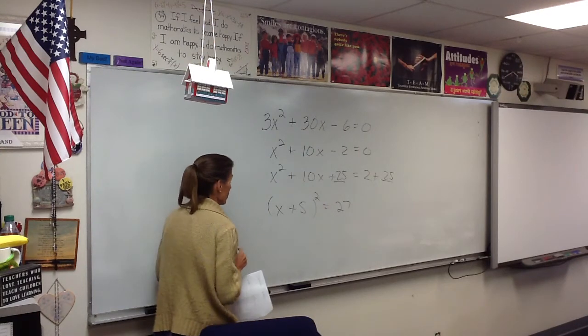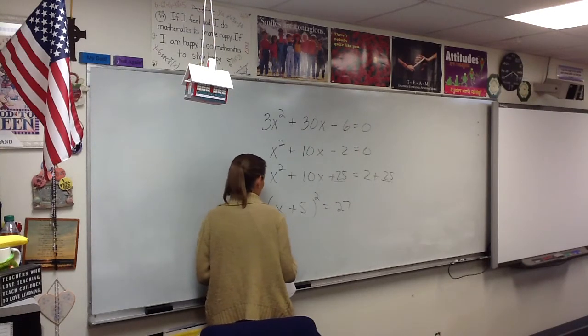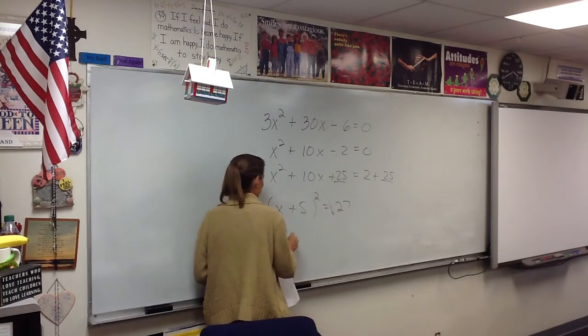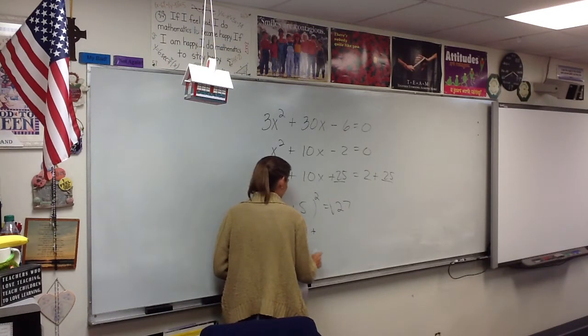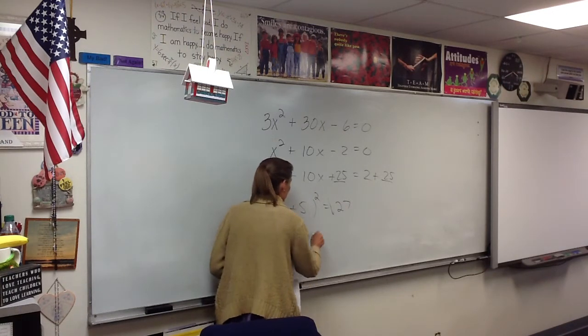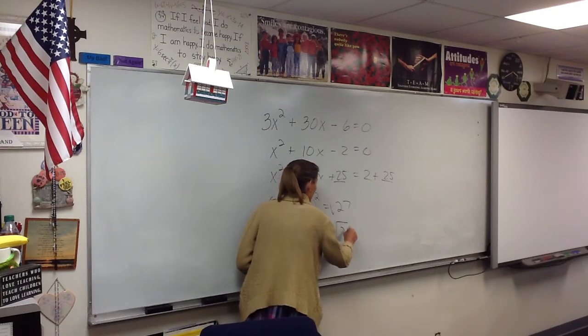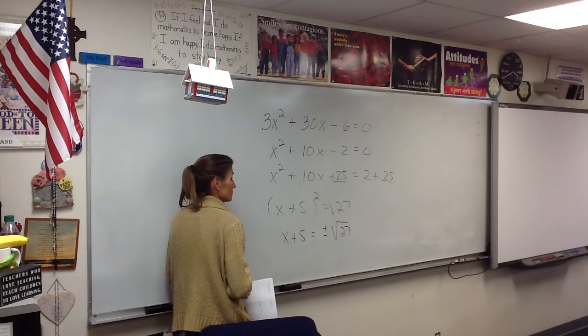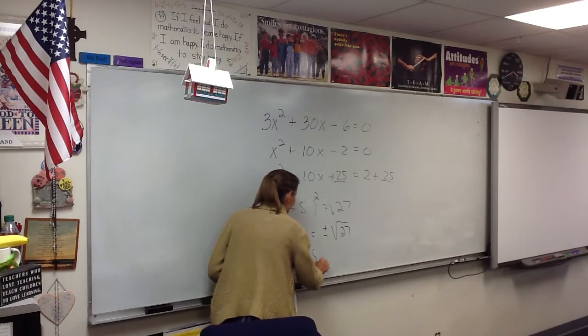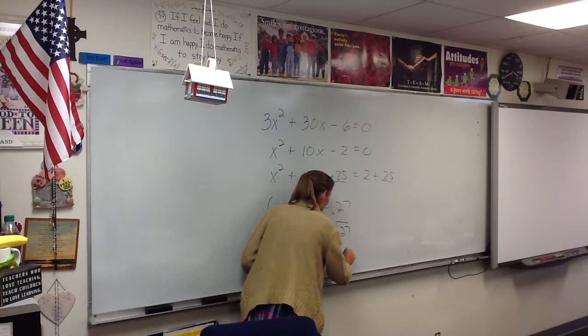Next step, Mr. Brokaw, what did you do next? Square rooted both sides. And when you square rooted both sides, you said x plus 5 equals plus or minus the square root of 27. So x equals negative 5 plus or minus the square root of 27.